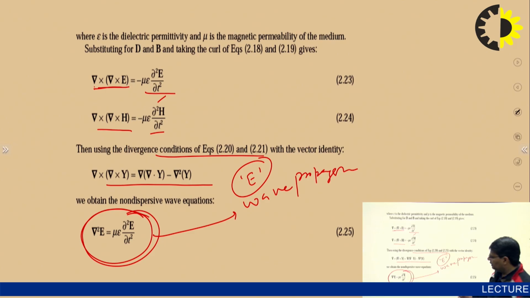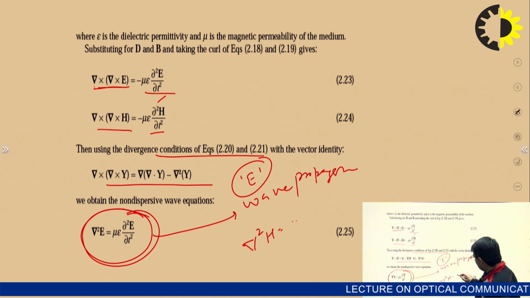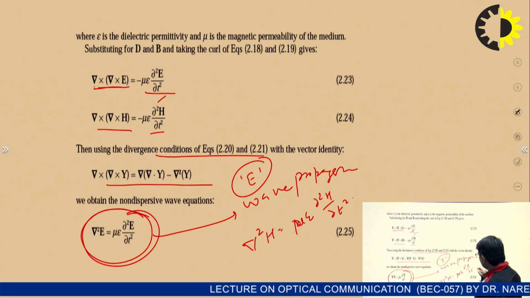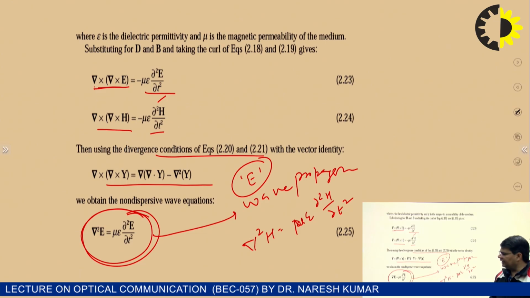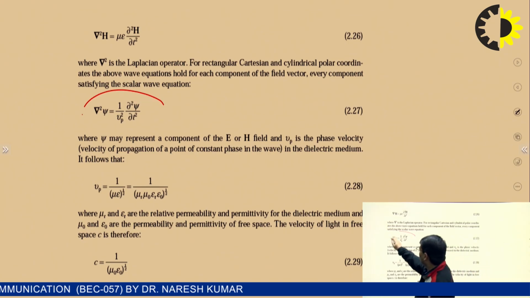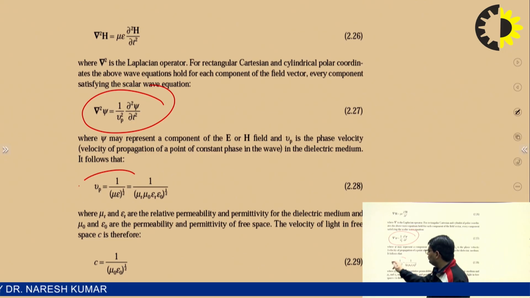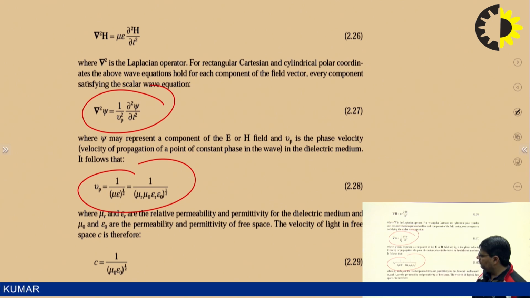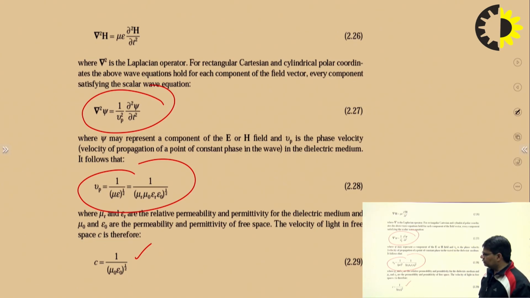In the similar way, we can have the wave equation for the magnetic field component as curly square H by curly t square. In the similar way, we can have the wave propagation equation for the field component of the light. So this is the equation for the light, and this is the velocity of the light, velocity of the signal wave propagating, whereas c equal to 1 upon square root of mu naught and epsilon naught.